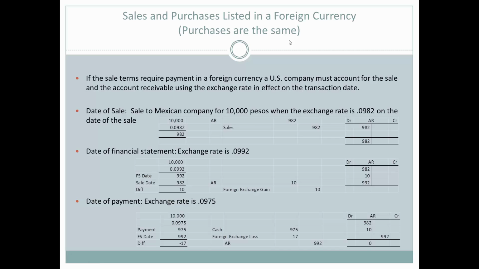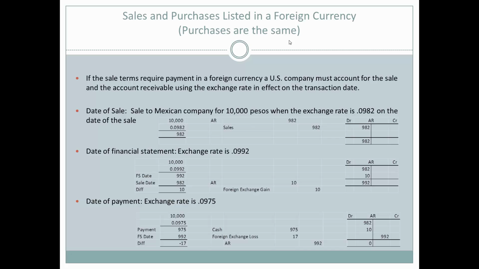If the sale terms require payment in a foreign currency, a U.S. company must account for the sale in the accounts receivable using the exchange rate in effect on the transaction date. So if you have a sale with a foreign company and you have to pay them in the currency of that country, then you will have to look at the exchange rate on the dates of the transaction in order to properly value them. So let's look at this.